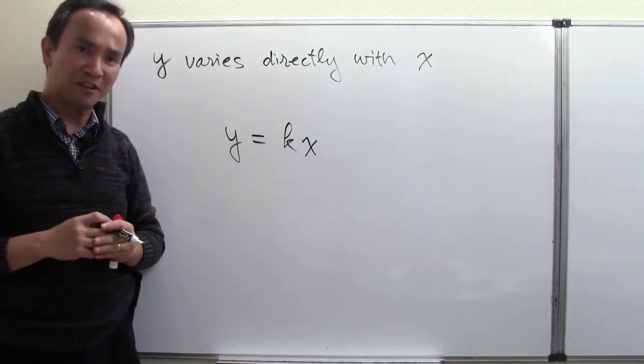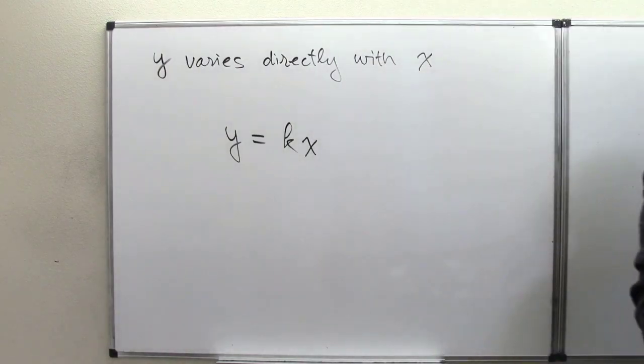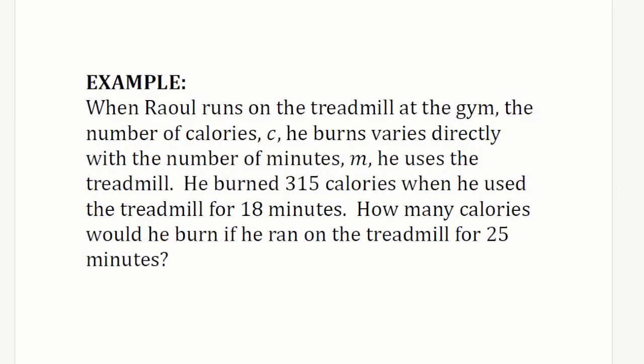to show how we can use this understanding in problem solving. In this example on the screen, let's read the description verbally. When Raul runs on the treadmill at the gym, the number of calories c that he burns varies directly with the number of minutes m he uses the treadmill. He burns 350 calories when he uses the treadmill for 18 minutes. How many calories would he burn if he ran on a treadmill for 25 minutes?